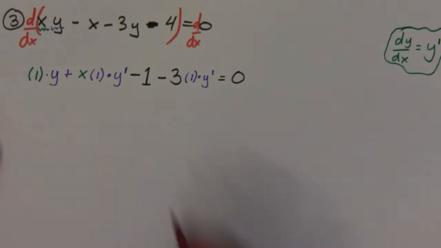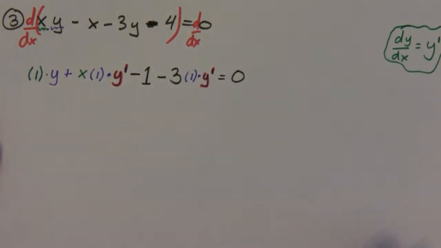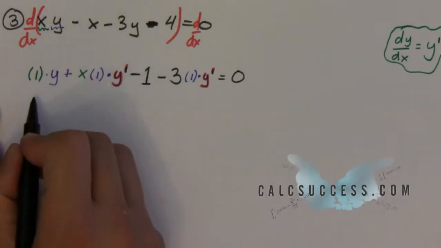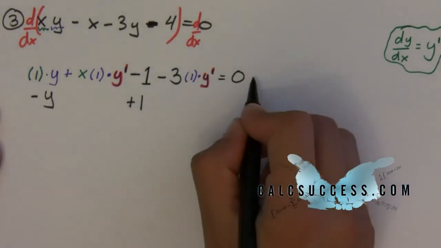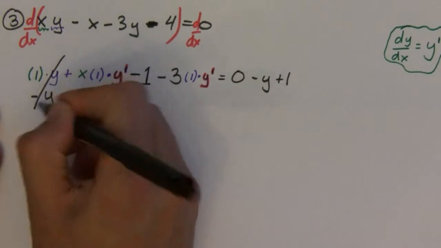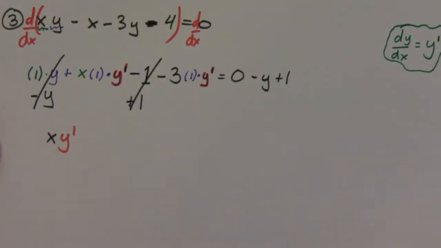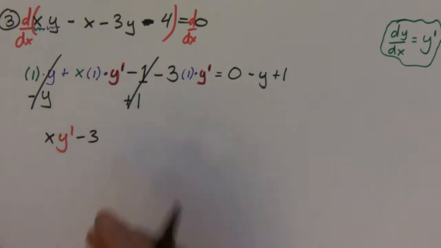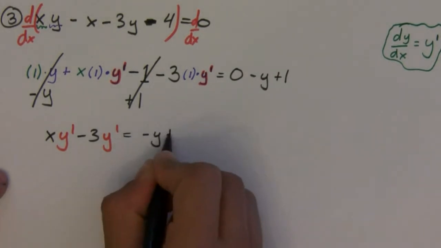Okay, so now, notice that what we're looking for is we're trying to solve for y prime. And so what we're going to do is we're going to move all of the terms without a y prime. We're just going to move them over to the right side. So we're going to subtract y. We're going to add 1. So we're going to subtract y and add 1. And so what we're going to have is x times y prime minus 3 times y prime is equal to minus y plus 1.